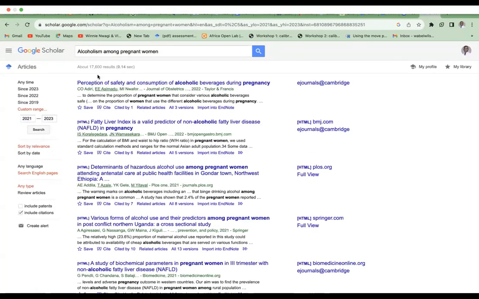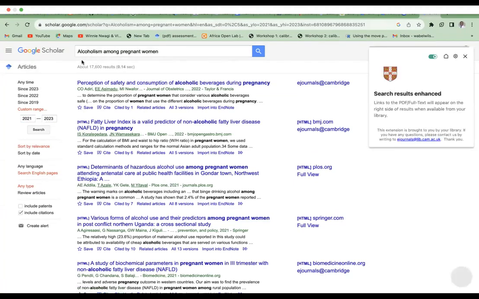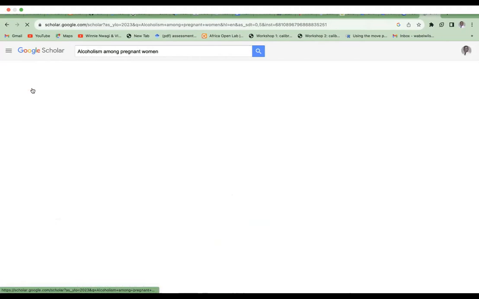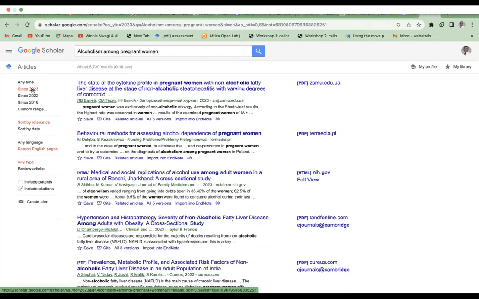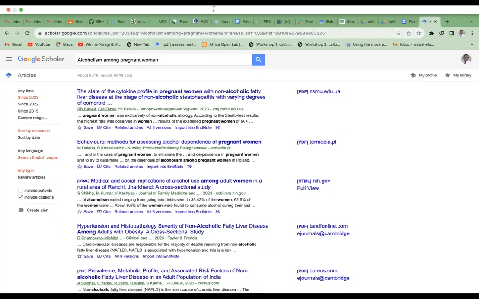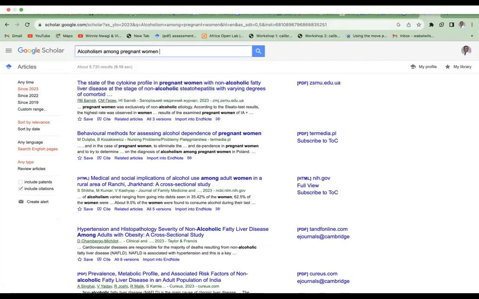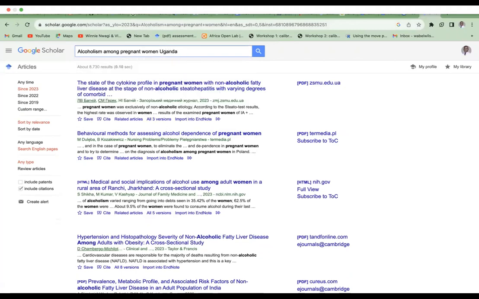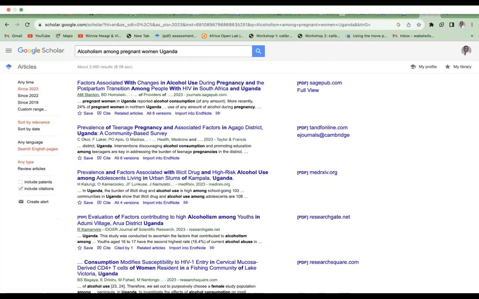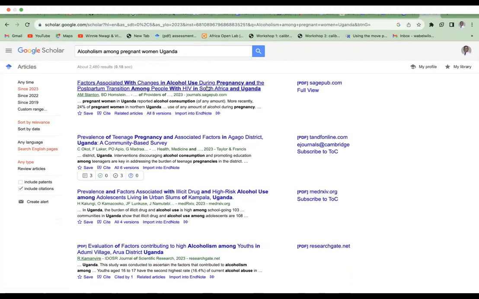Now, when I click search, papers begin coming through, but I can even be stubborn and I say, you know what? I want papers of 2023 because I want very recent information. I can try to screen further and I say in Uganda, for example. So I'll get a lot of papers which have been published about alcoholism and about pregnancies. So I can just click on this one here.